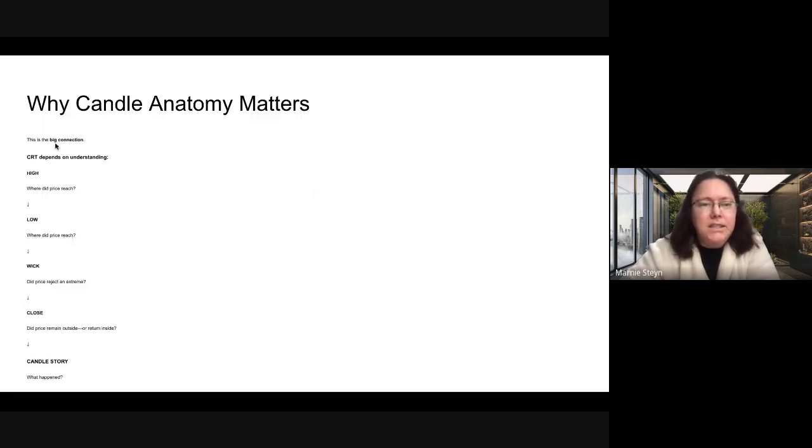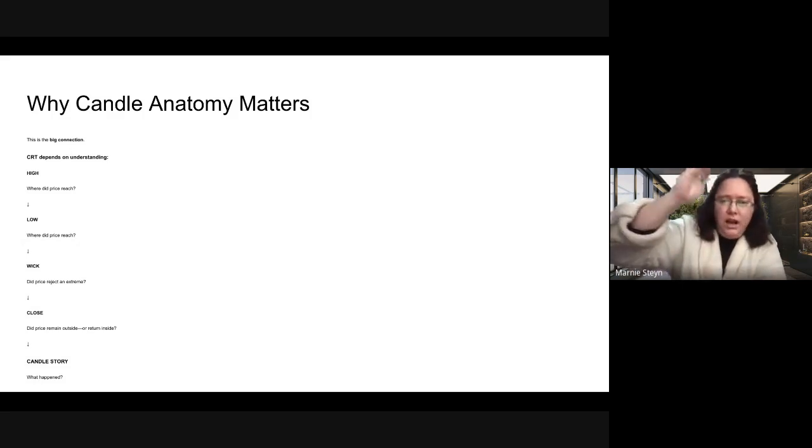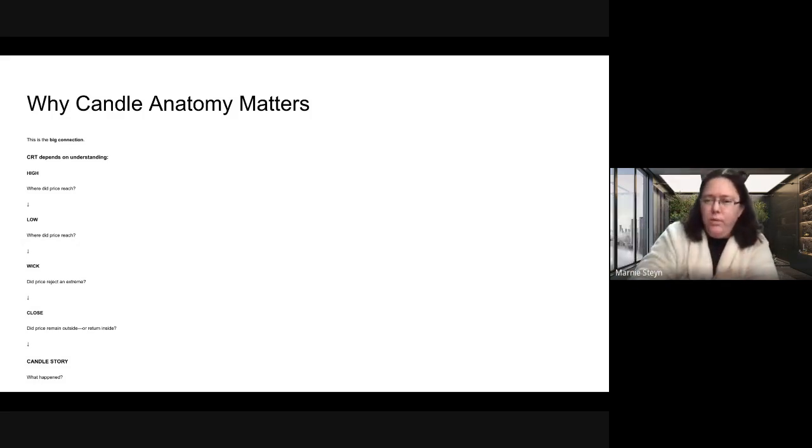Okay, so this is the big connection, guys. CRT depends on understanding where's the high, where did price reach, where was the low, where did price reach, and then looking to include the wicks. Did the price reject at an extreme? Okay, so this is the important part about trading CRTs. You want to look for candles with massive wicks. Those are the candles that are the best opportunity to trade.